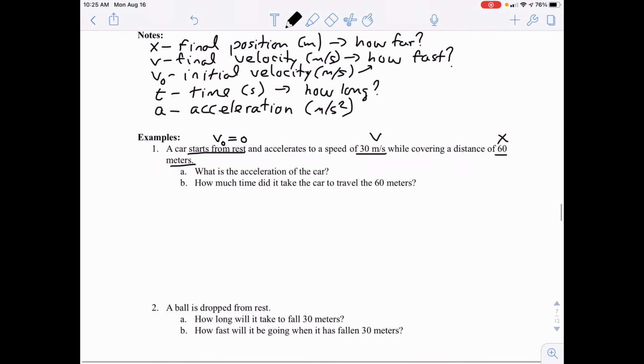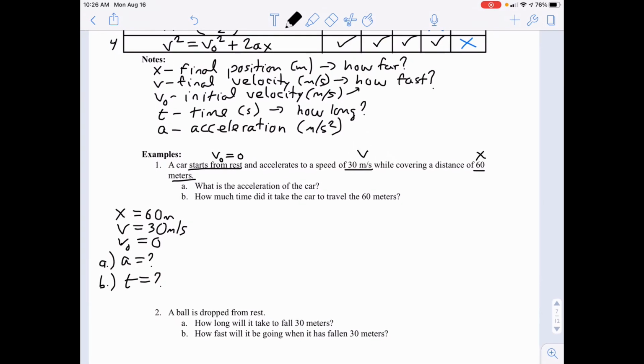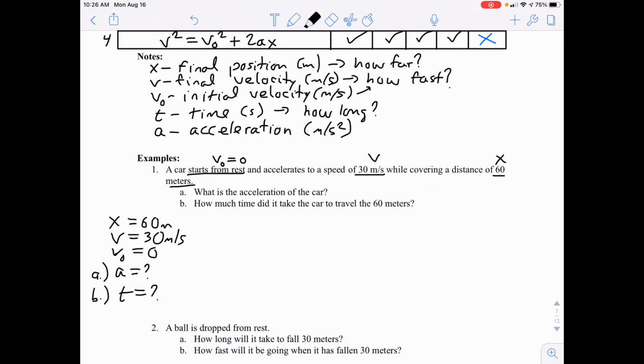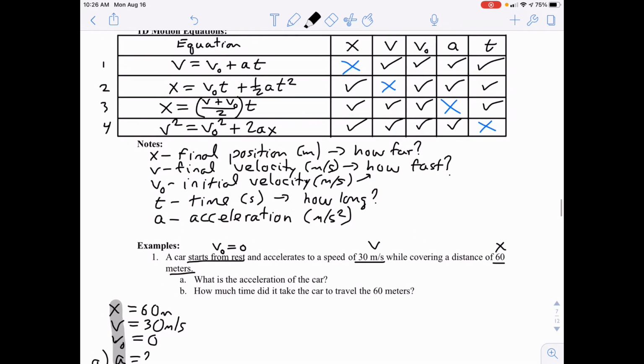So we want to list x, v, and v naught. So x is 60 meters, v is 30 meters per second, and v naught is 0. Now for part A, acceleration is the question mark, and for part B, time is the question mark. So I am looking for an equation that has x, v, v naught, and a, but not time. Well, the only equation that does not have time in it is number 4, no time.